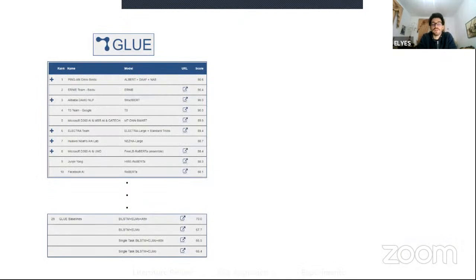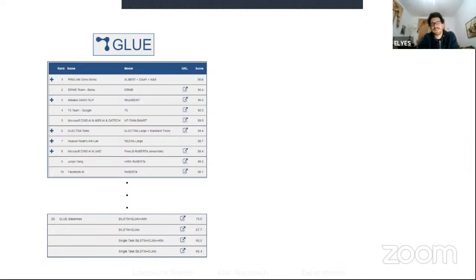The GLUE dataset is one of the most popular NLP benchmarks out there, especially in research. It's a set of 11 NLP tasks, from paraphrasing to sentiment analysis, detection, etc., and it gives a final score for your model. So if it's good in all of them, your final score, the one you're seeing there, will be high. Now you can see that all the top places, Ernie, Structbert, T5, Electra, etc., are all transformers.